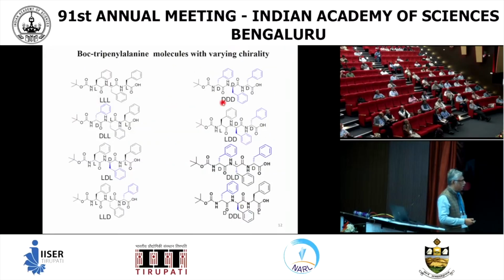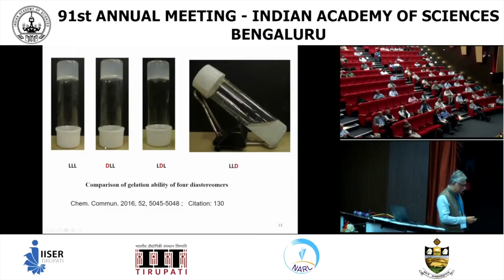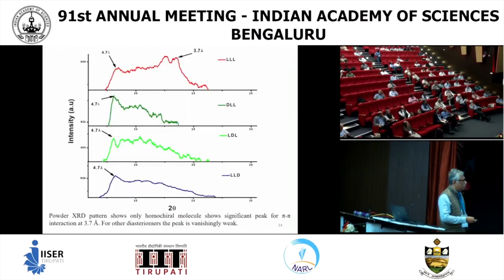See, there are 8 stereoisomers possible. These are the mirror images of these molecules. All of these were synthesized, and fortunately or unfortunately, LLL, DLL, LDL, and LLD refuse to form gels. Not only under similar conditions, but also under widely tested experimental conditions from pH 3.5 to 8.5.